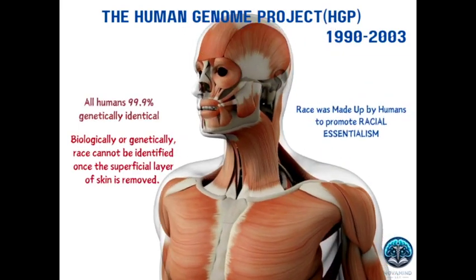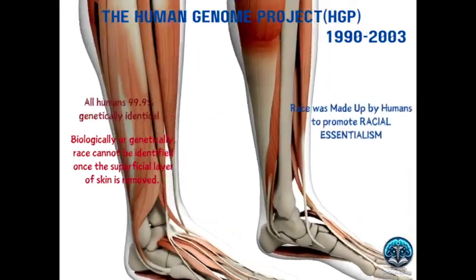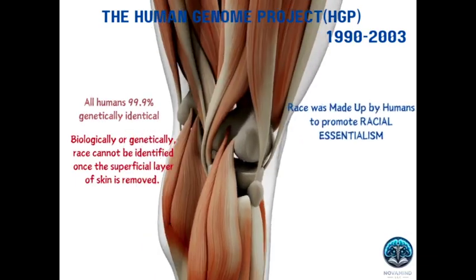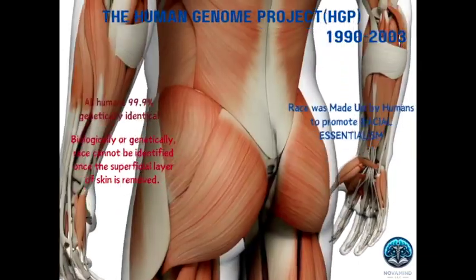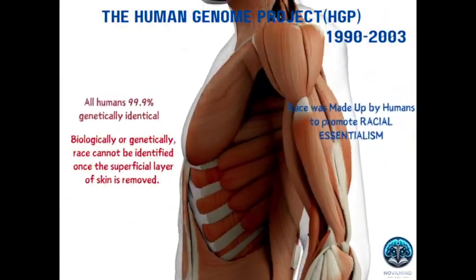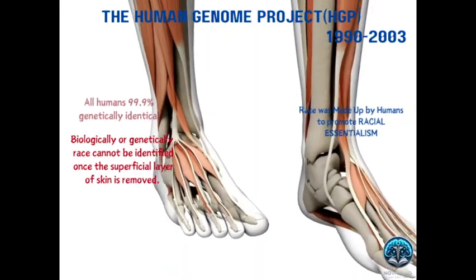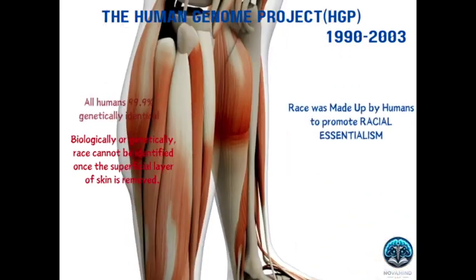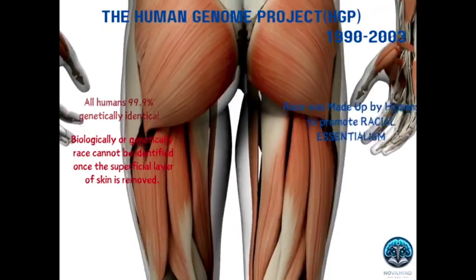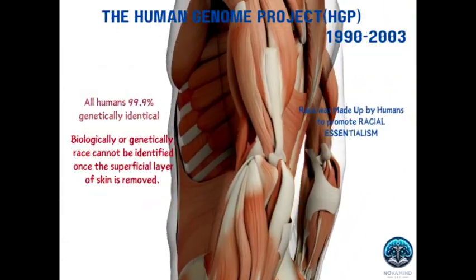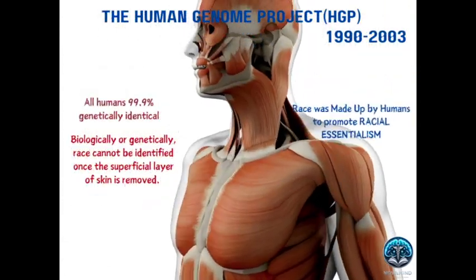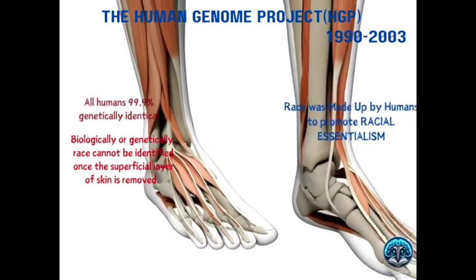HGP results entail that most genetic variations, about 85 to 90%, occur within these social constructs called racial groups rather than between them. This means that two people from what might be considered the same race can be more genetically different from each other than either is from someone considered to be of a different race.